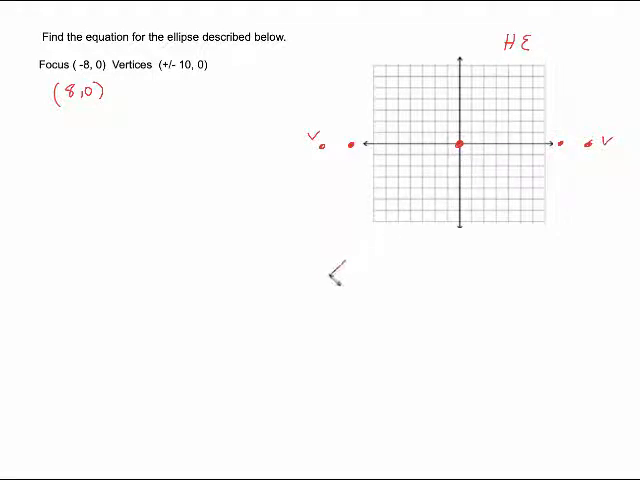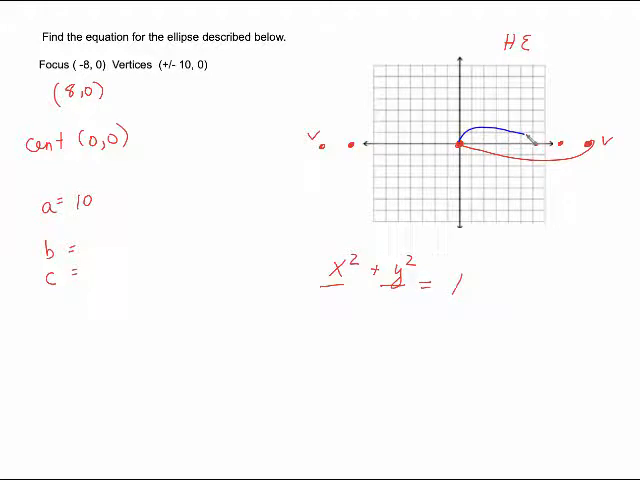And as soon as you know that the center is 0, 0, you get to just use x squared plus y squared. Got to figure out the denominators in a second. But there is no x minus h or y minus k to deal with because the center is 0, 0. So I've just got to work and figure out what A, B, and C are. Well, A refers to the distance from the center out to the vertex. That vertex was out there at 10, so my A value is 10. C refers to the distance from the center out to the focus.